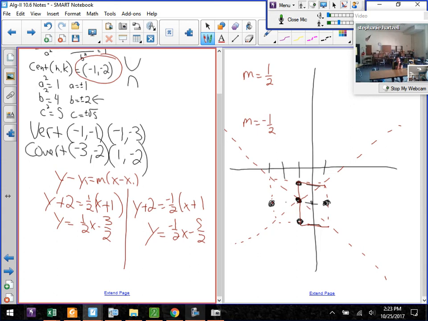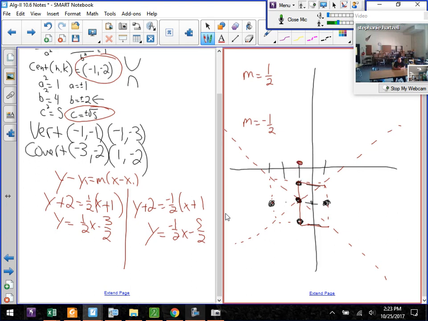And then when you have the square root of 5, it's a smidge more than 2. You okay with that? So what we do is we start at our center. Here's up 1, up 2. Here's a smidge more. Down 1, down 2. Here's a smidge more. So our foci are located there.